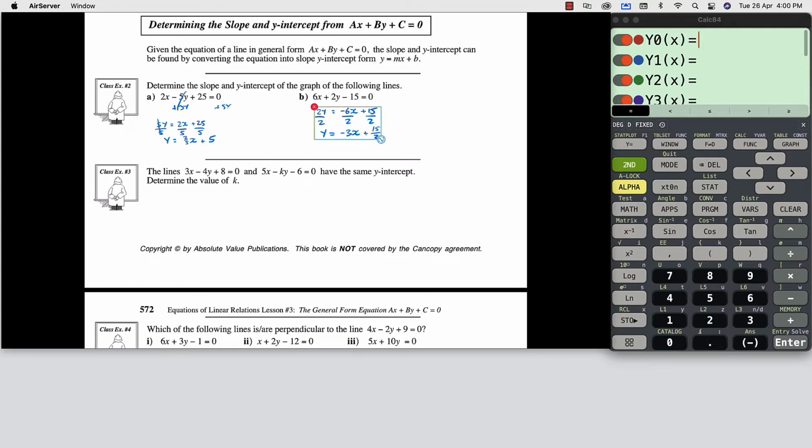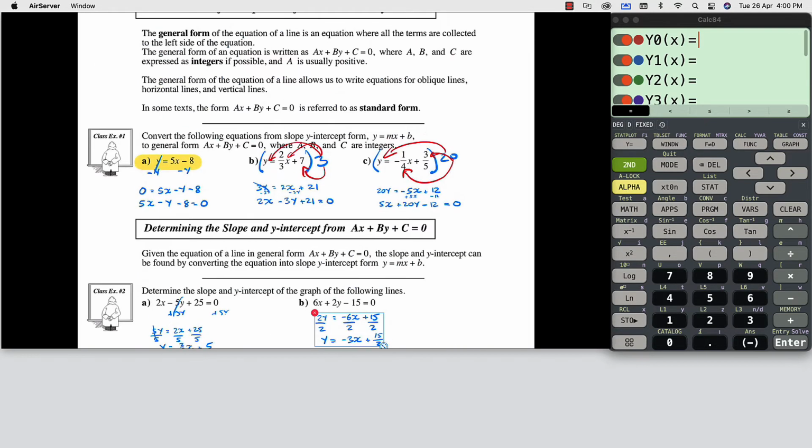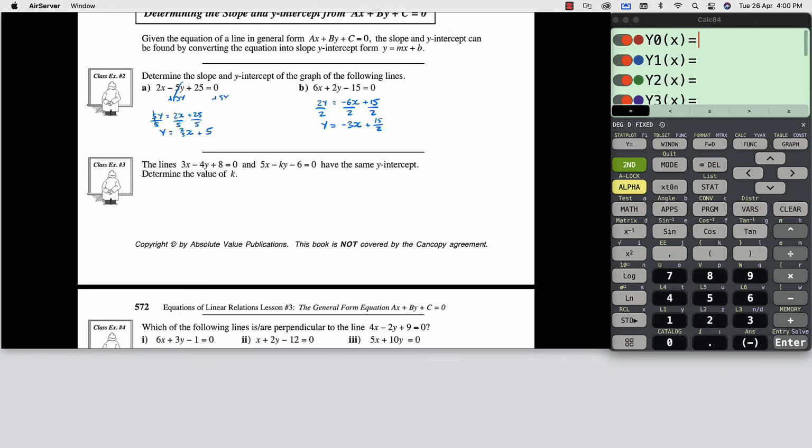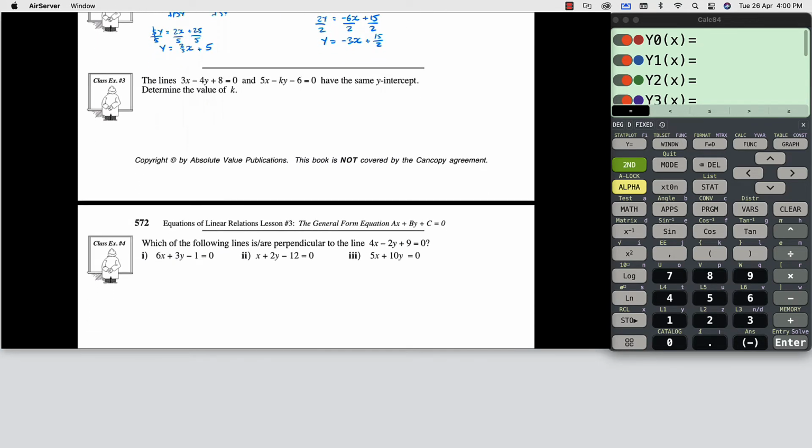Okay, moving on. Number 3, class example 3. We've got some lines, and they have the same y-intercept. And then it says to figure out k.